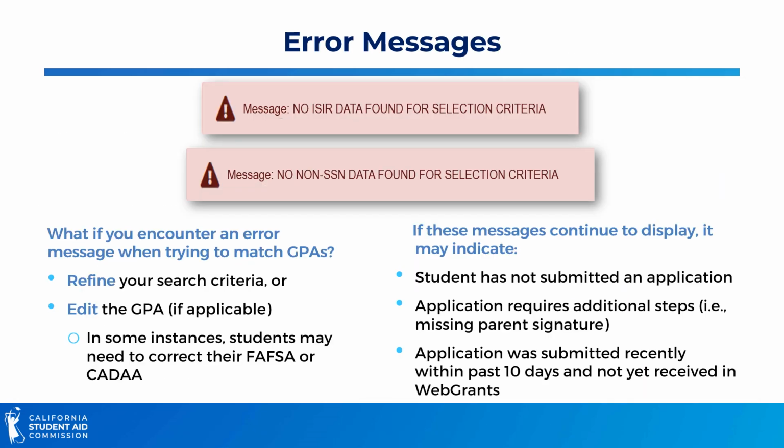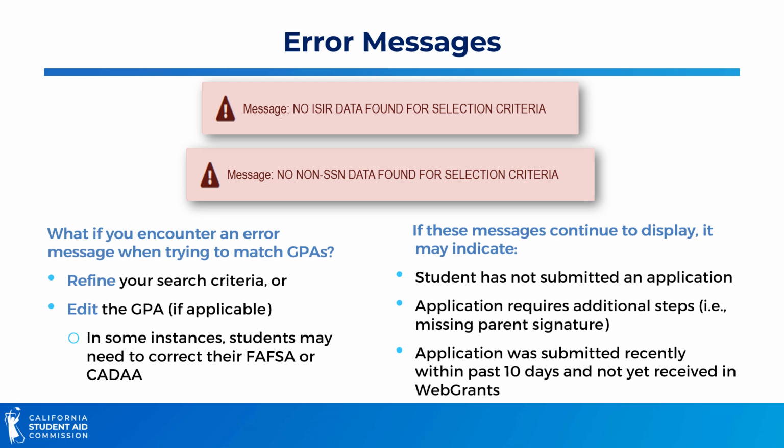Again, we often see this happen with twins and triplets. Sometimes you will receive various error messages like what you see on the screen. To work around these error messages, you can try modifying your search criteria to generate different results, or you can edit the GPA. In some cases, students might have to go back into their FAFSA or CADAA and correct their information from there.